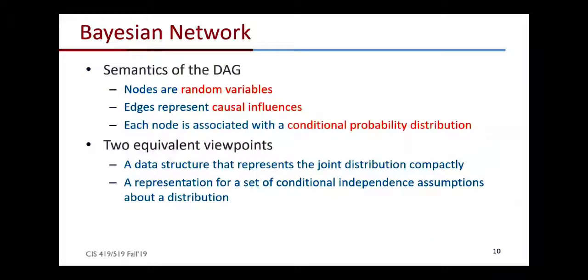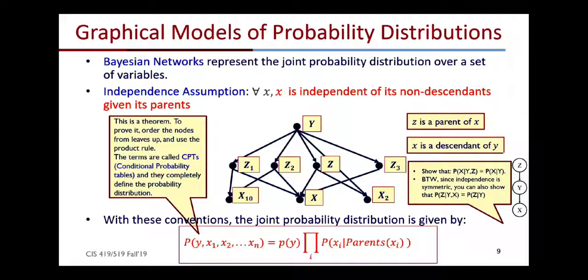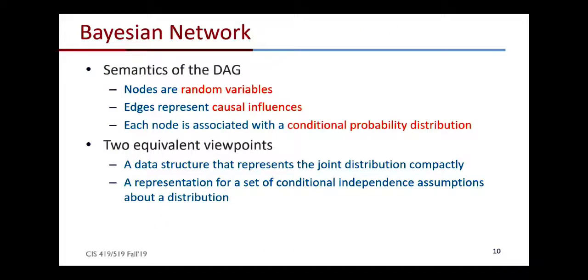So just to reiterate, what is the semantics of this directed acyclic graph? Nodes are random variables. Edges, you can think about as causal influences. So in this case, Y influences X, Z influences Y, on this Bayes net on your right. And each node is associated with one conditional probability table, or conditional probability distribution, basically its probability given all its parents. So really you can think about this as a representation of a set of conditional independence assumptions about the distribution. While in naive Bayes everything was very simple, you had one template for the independence assumption, here you have many, and you can read them immediately from the graph.